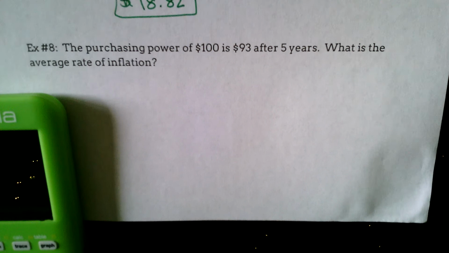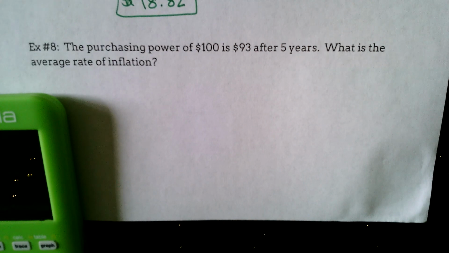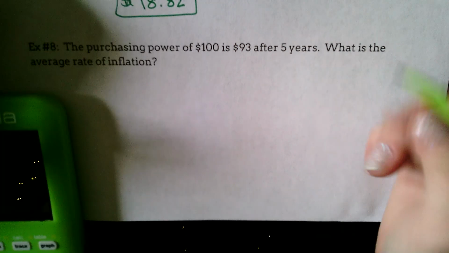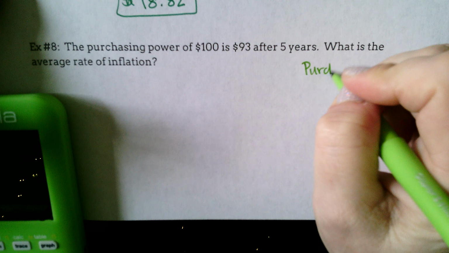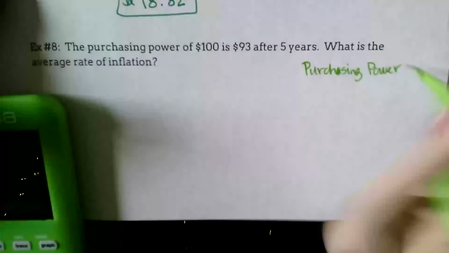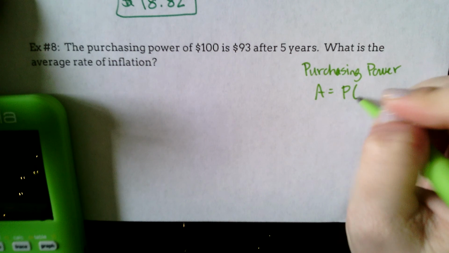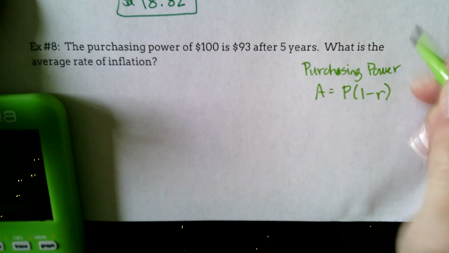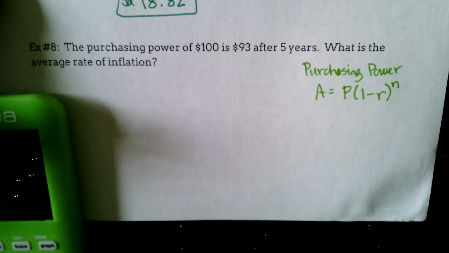The purchasing power of $100 is $93 after 5 years. What is the average rate of inflation? Okay, so again, it's the purchasing power formula. So A equals P times (1 minus R) to the N.